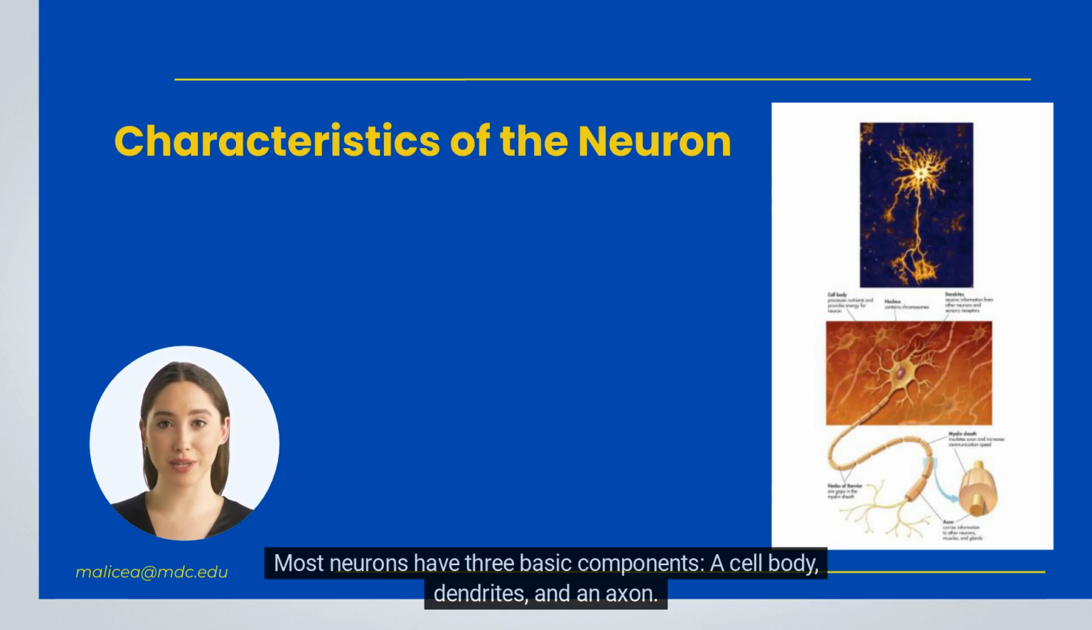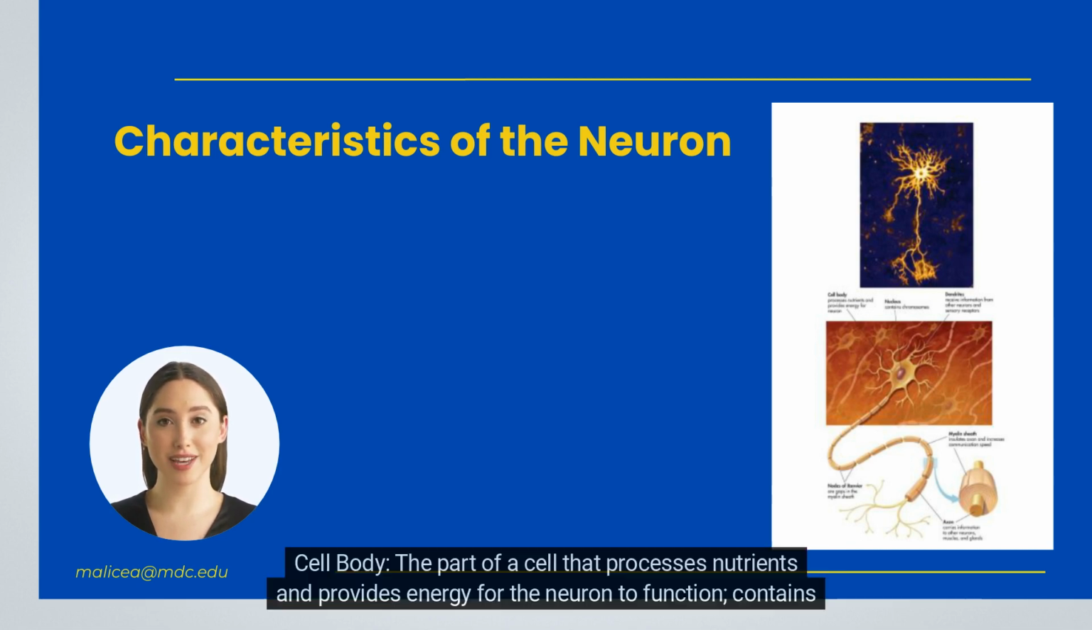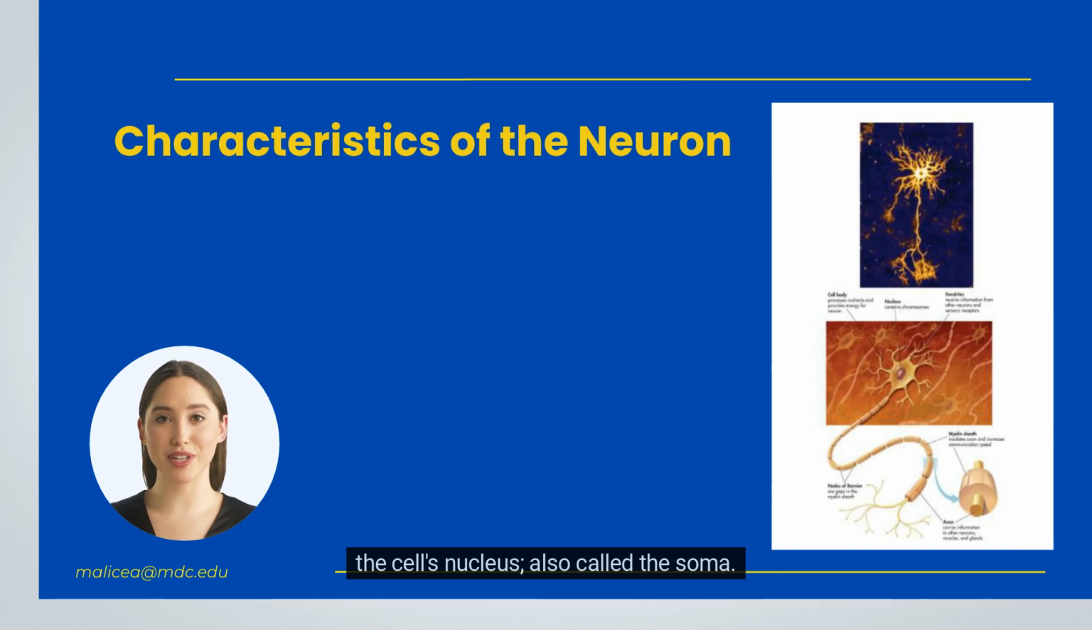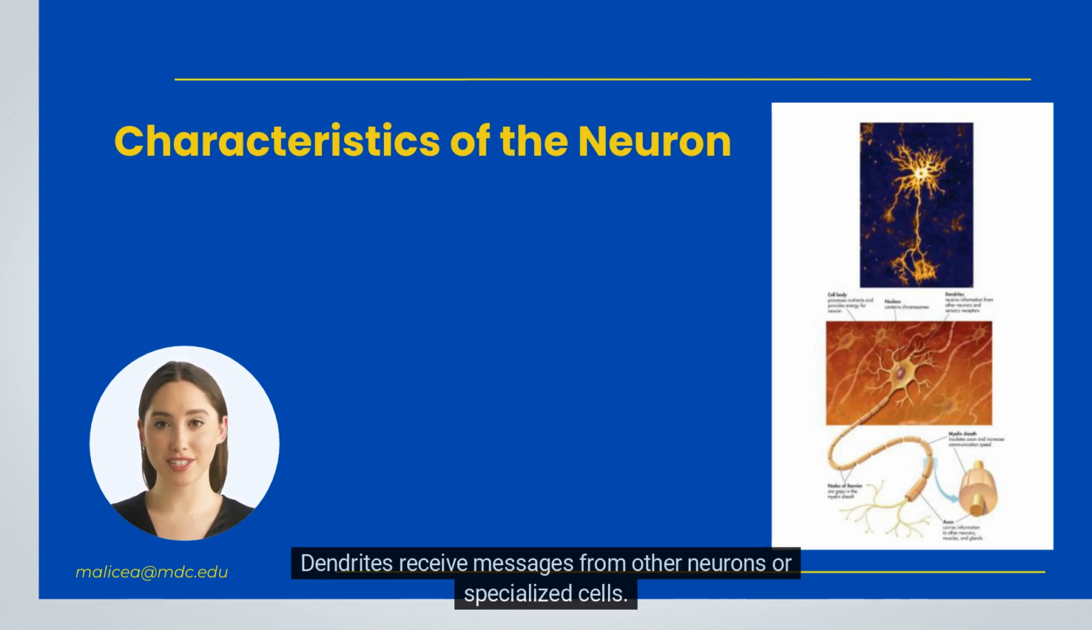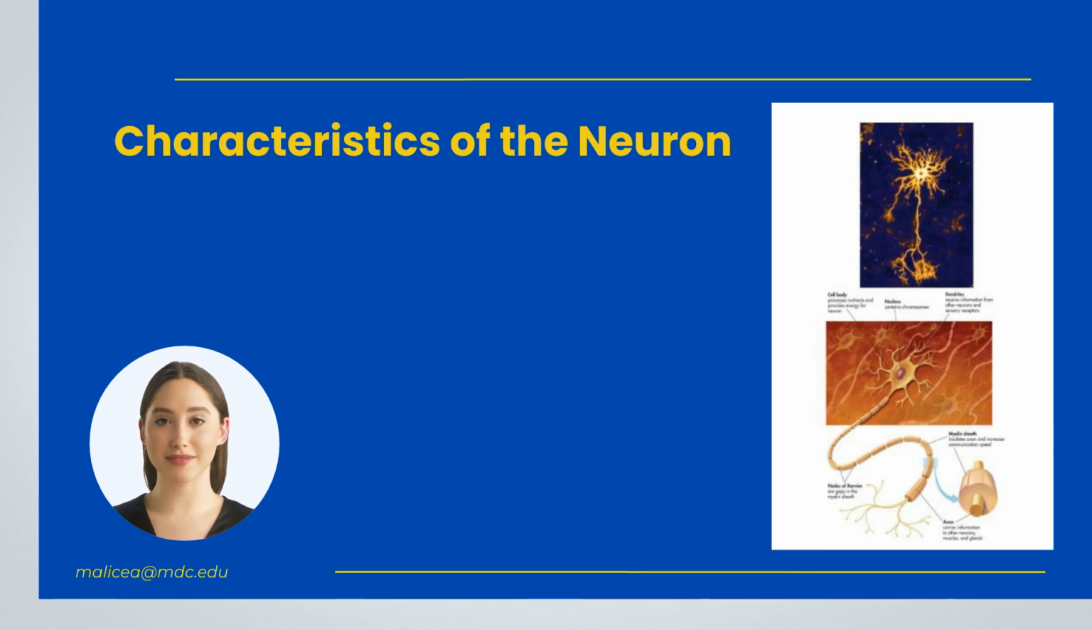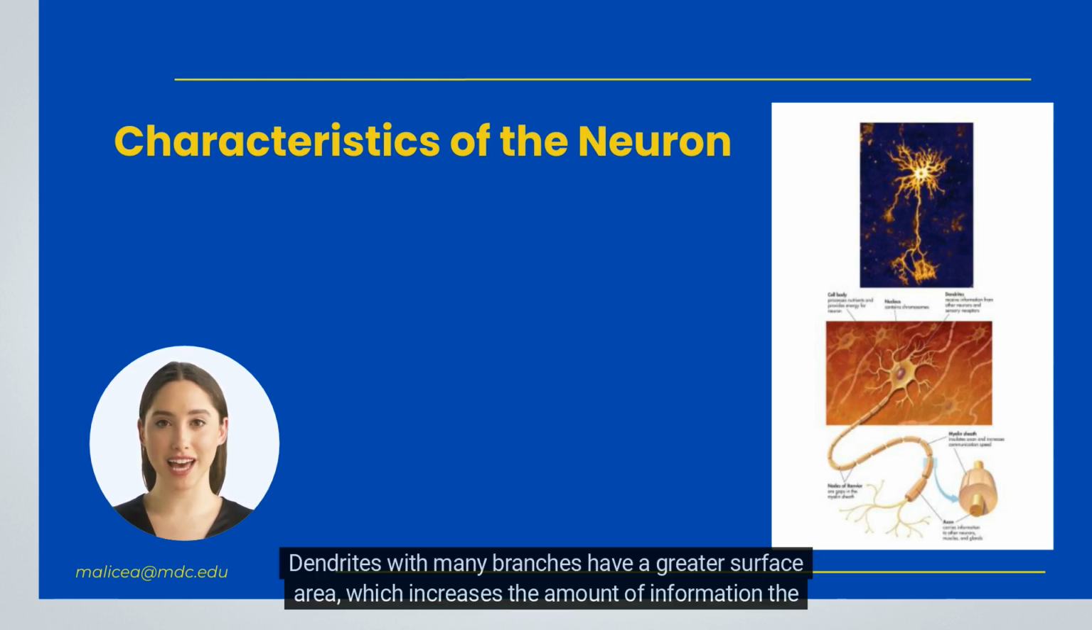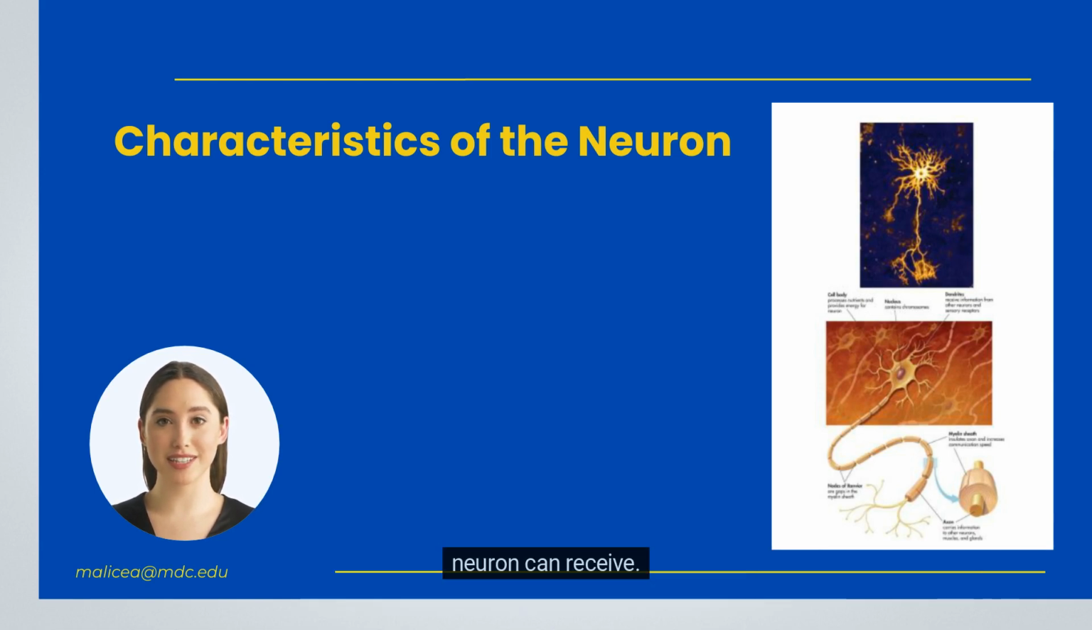Most neurons have three basic components: a cell body, dendrites, and an axon. Cell body: the part of a cell that processes nutrients and provides energy for the neuron to function. It contains the cell's nucleus and is also called the soma. Short, branching fibers, called dendrites, extend from the cell bodies of most neurons. Dendrites receive messages from other neurons or specialized cells. Dendrites with many branches have a greater surface area, which increases the amount of information the neuron can receive. Some neurons have thousands of dendrites.